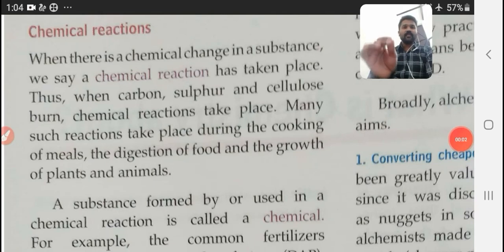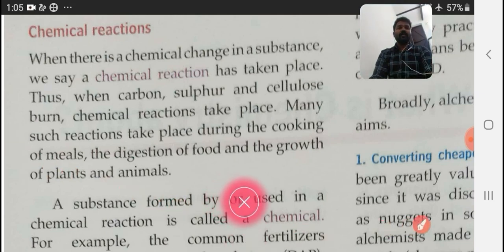When there is a chemical change in a substance, we say a chemical reaction has taken place. Thus, when carbon, sulfur and cellulose burn, chemical reactions take place. There are many examples for the chemical change: the cooking of meals, the digestion of food, and the growth of plants and animals, etc. Few are given in the book.